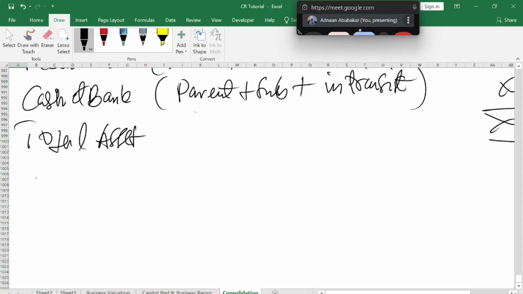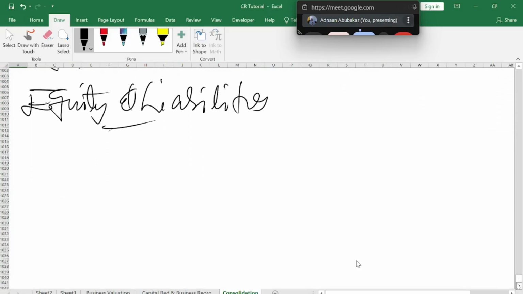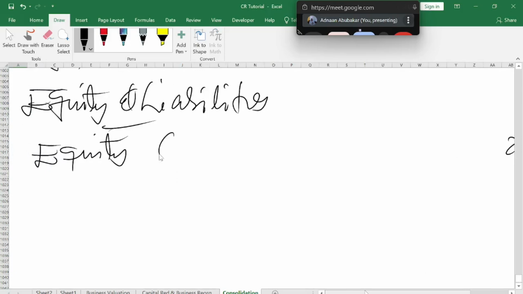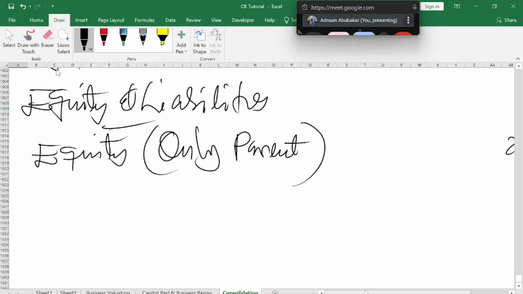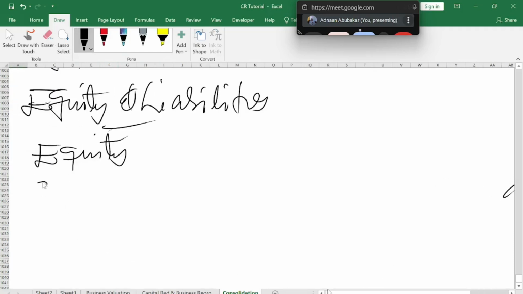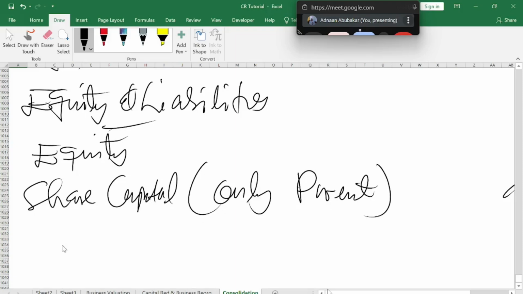Then you come and do your equity and your liabilities. Under equity and liabilities, you will have your equity, which is what we don't consolidate. Only the parent's. You understand? Okay. Then I call it maybe share capital. This is only the parent's.